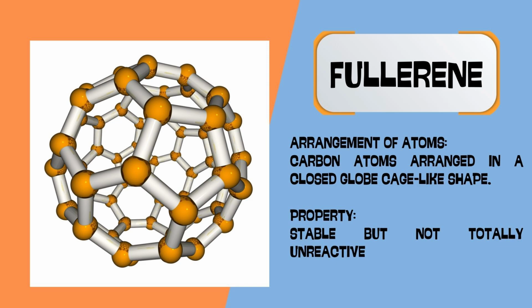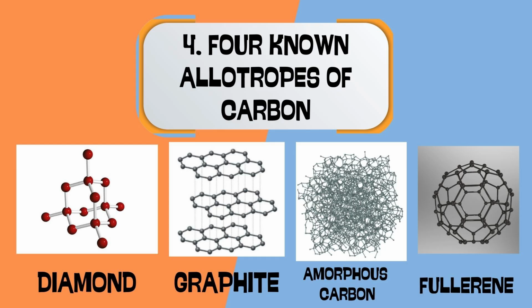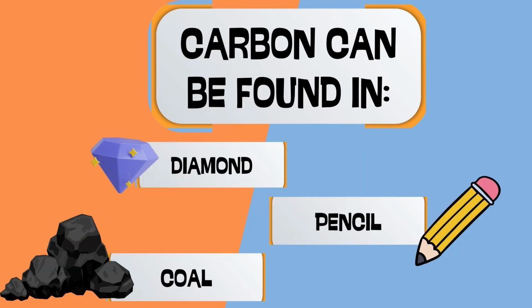To have a recap, first, we have the diamond. Second, the graphite. And third, we have the amorphous carbon. And lastly, we have the fullerene. Now, we have some examples of where carbon can be found. In this slide, we have the diamond, pencil, and coal as examples of carbon in different forms. Diamond, graphite in pencil, and amorphous carbon in coal.